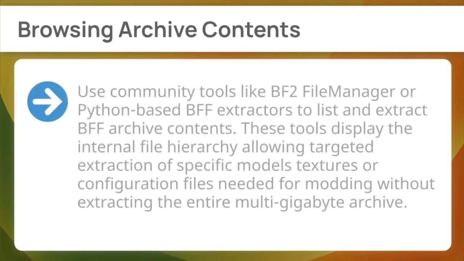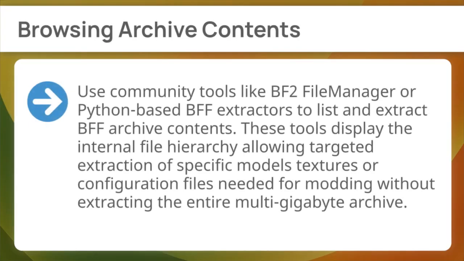Next, browsing archive contents. Use community tools like BF2 FileManager or Python-based BFF extractors to list and extract BFF archive contents. These tools display the internal file hierarchy, allowing targeted extraction of specific models, textures, or configuration files needed for modding without extracting the entire multi-gigabyte archive.